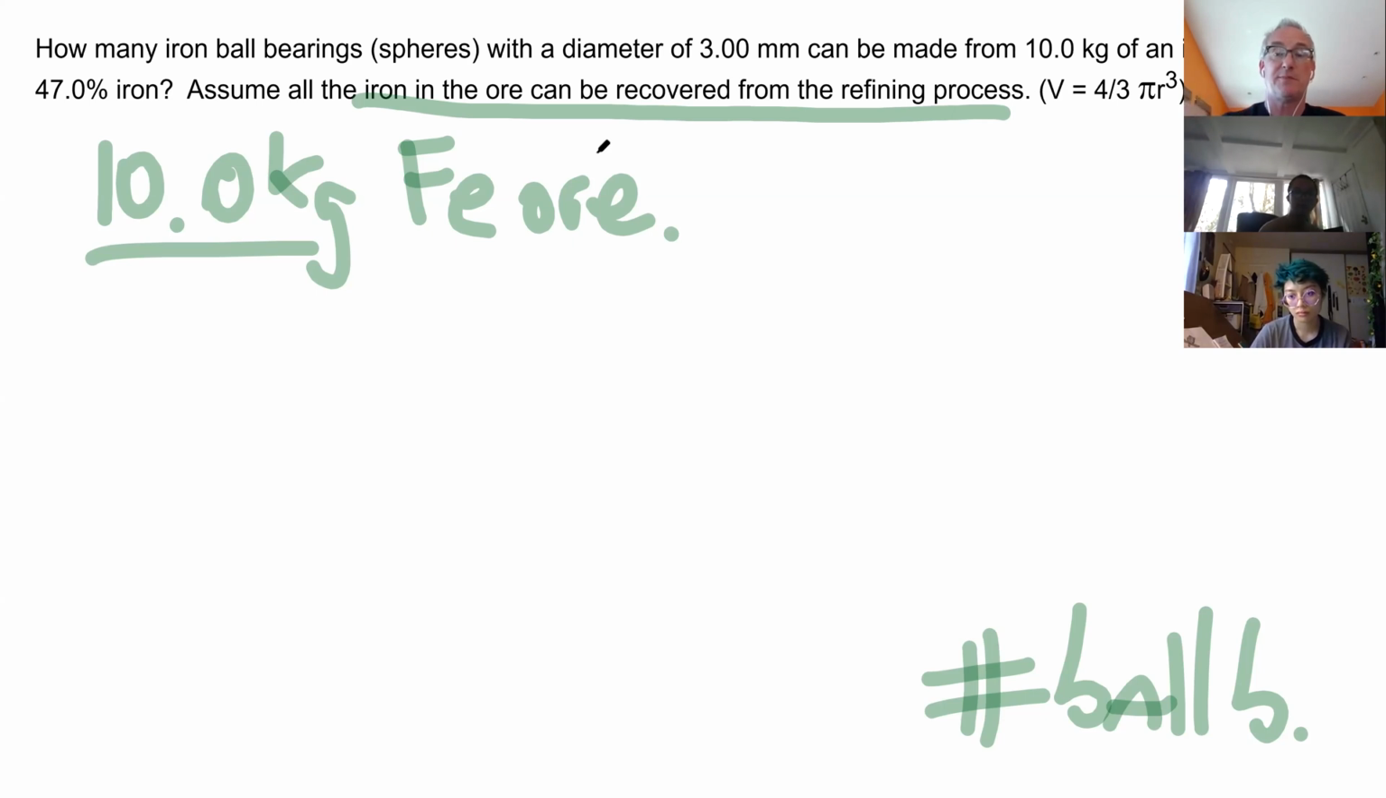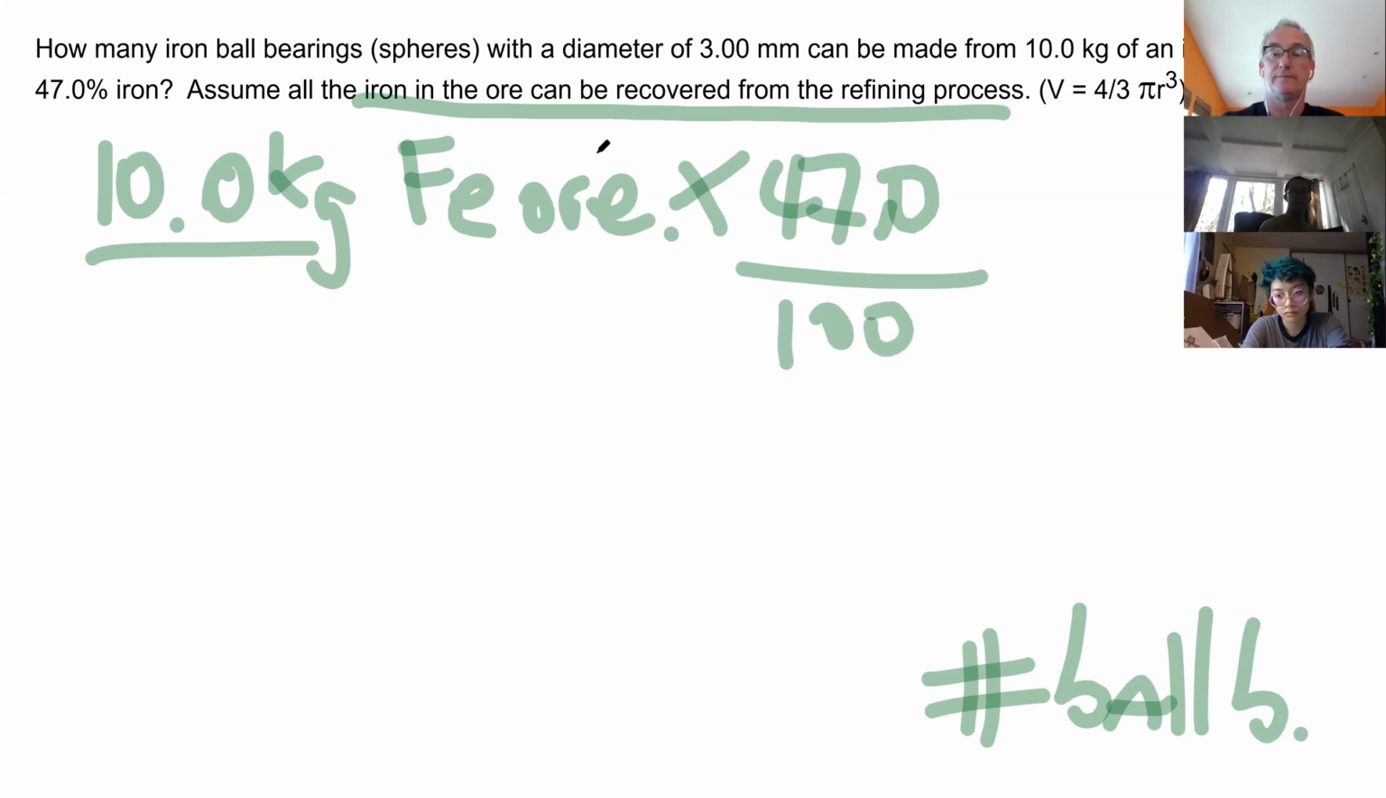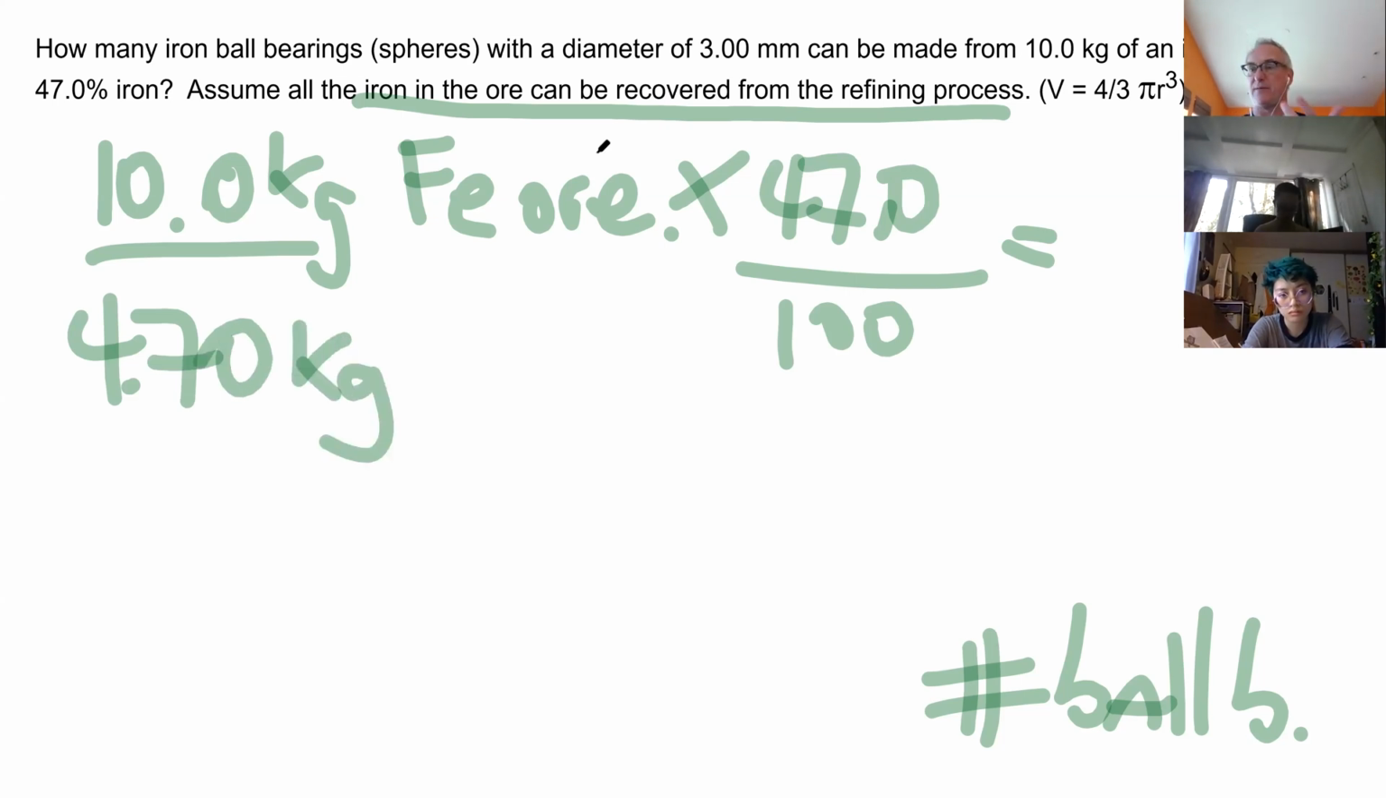And so we would just multiply that by 47.0 divided by 100. So the actual amount of iron we have to start with is not 10 kilograms, it's 4.70 kilograms. So that's the amount of iron we have to start with. So how do we go from kilograms to volume? Because we've got to calculate a volume here.